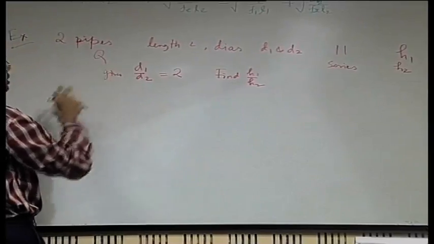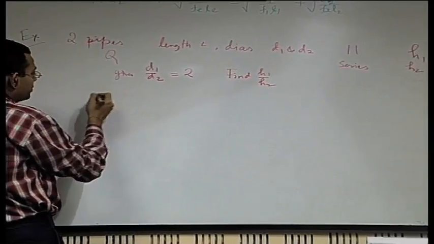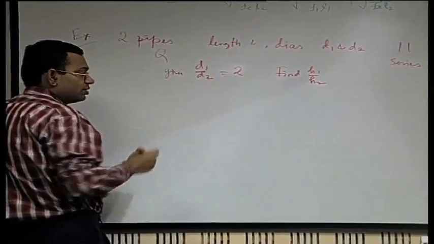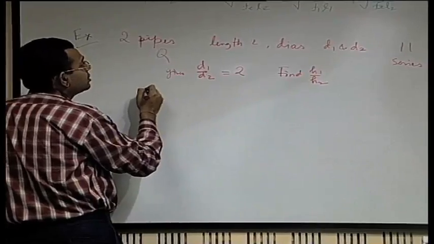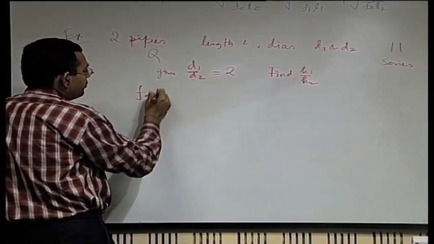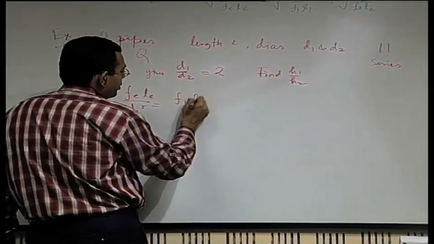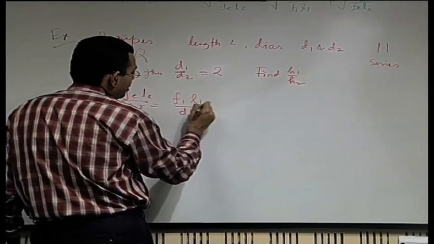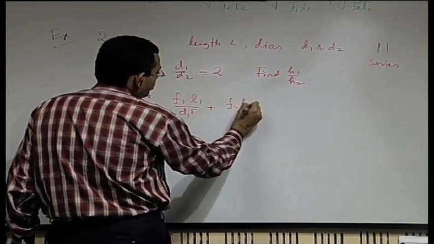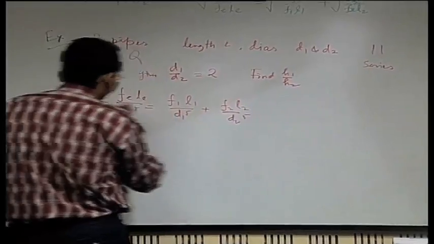So, when they are in series, what is the condition for the equivalent? Fe Le by d to the power 5 is equal to F1 L1 by d1 to the power 5 plus F2 L2 by d2 to the power 5. This is for the series.